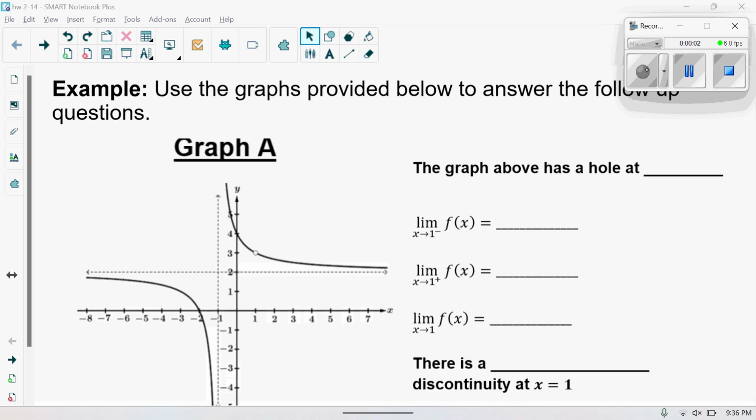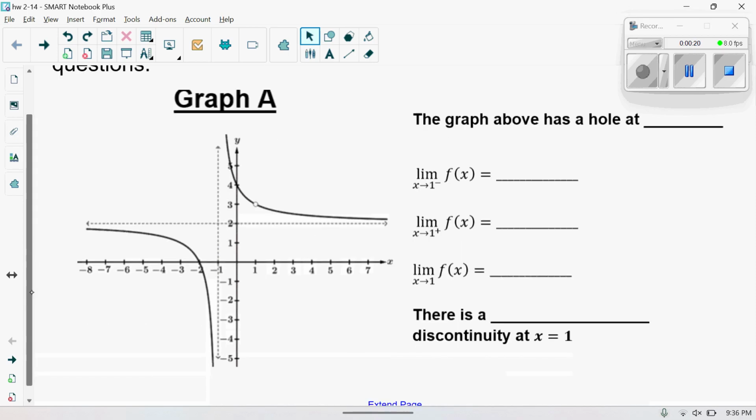In this video, we are going to formally start to talk about limits, specifically at points of discontinuity, but just limits in general. So our example says, use the graphs provided below to answer the follow-up questions. So here I have graph A, it's a rational function. Let's just review some of our key features for a second here.